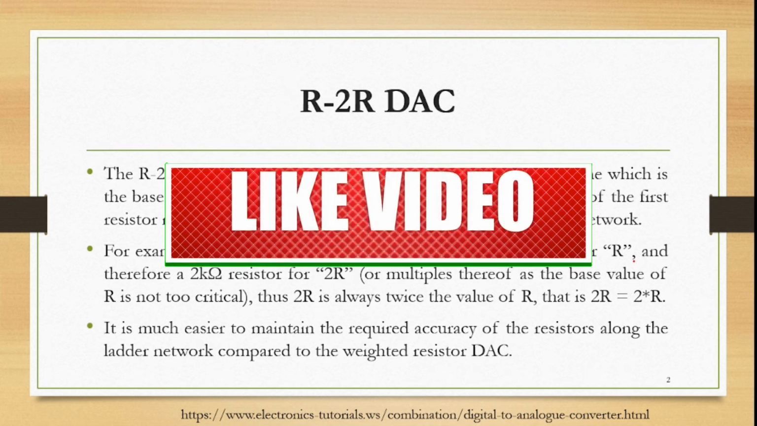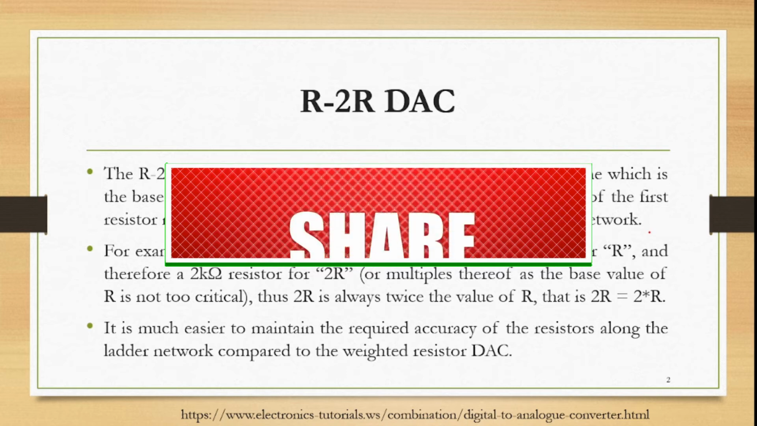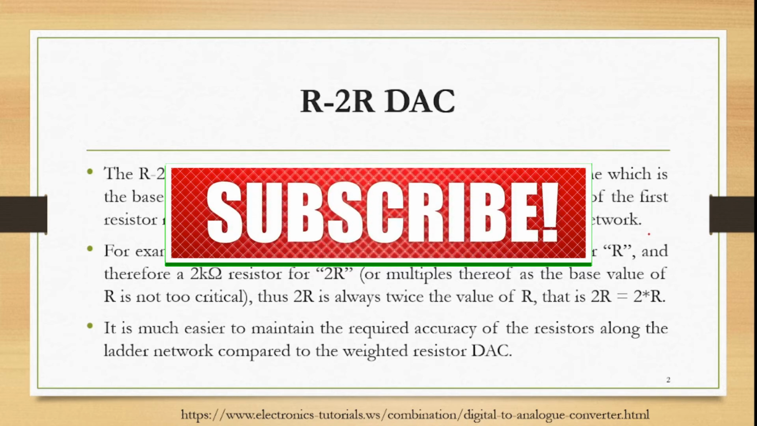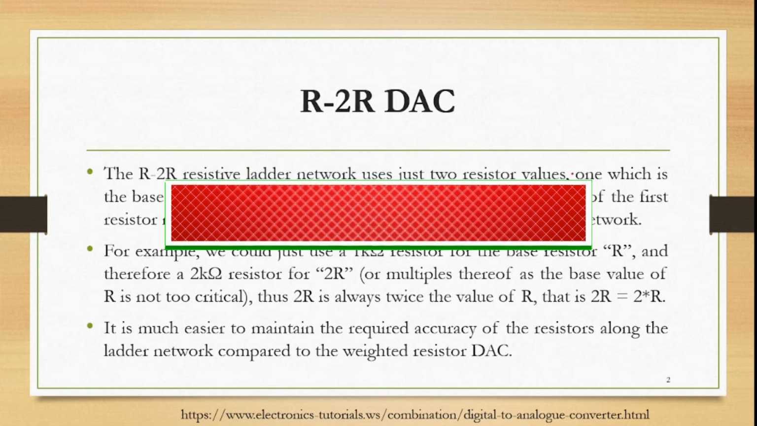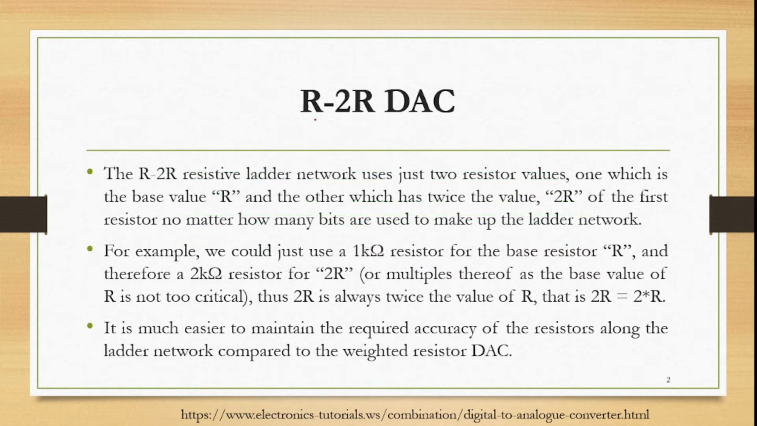Welcome friends. Today we are going to discuss the second type of digital to analog converter, that is R to R DAC. Why it is called R to R, because we have just two resistors. One is called the base resistor, with a base value of R, and the other has twice the value, called 2R.